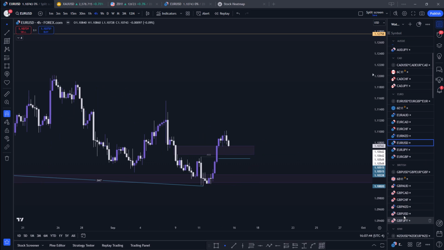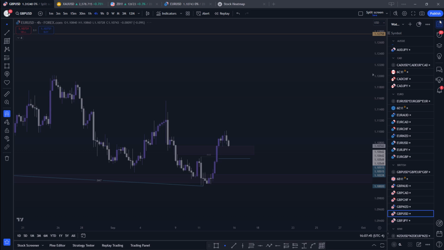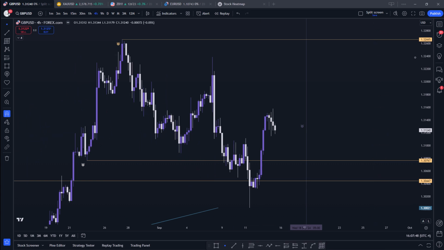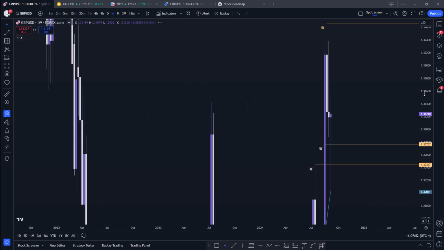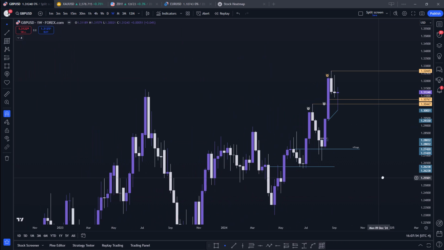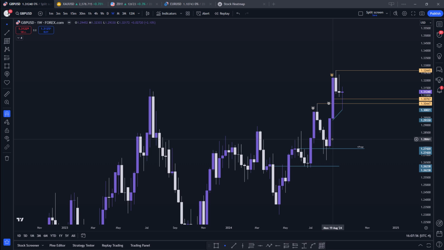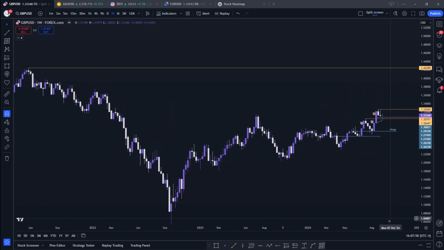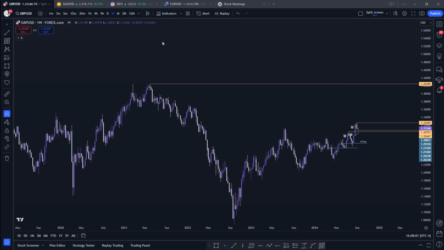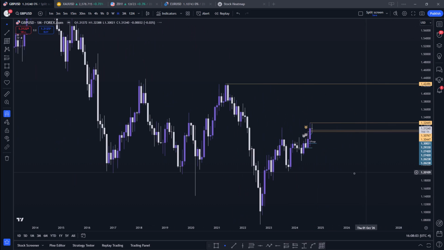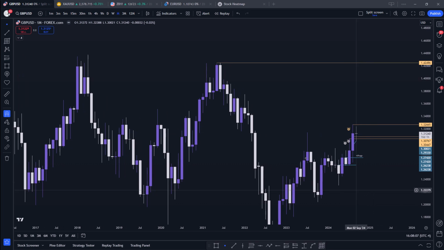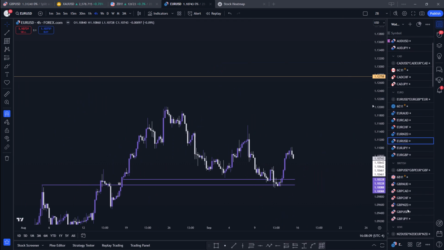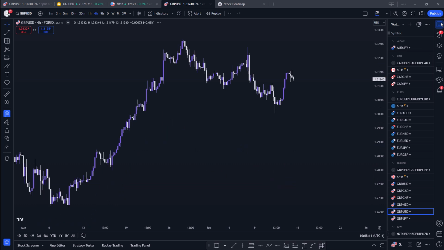And now GBPUSD. I've already given you snippets of what I'm looking for. I've already shown SMT divergences and all those things. But yeah, actually on GBPUSD, looking at, if you watched my previous video, let's use a better chart, I think.